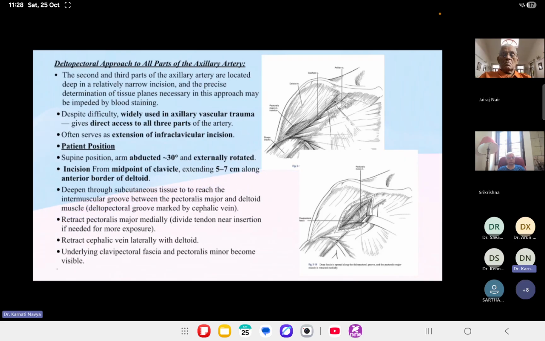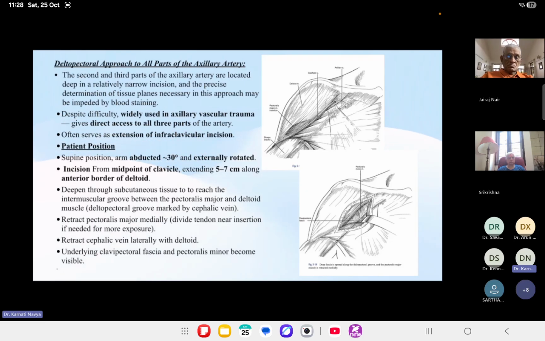In this, the patient position should be supine, and the arm should be abducted to 30 degrees and externally rotated. The incision is from the midpoint of the clavicle, extending 5 to 7 centimeters along the anterior border of the deltoid muscle, which you can see marked here, and you can see the axillary artery running. The cephalic vein usually marks the incision site for the deltopectoral approach.